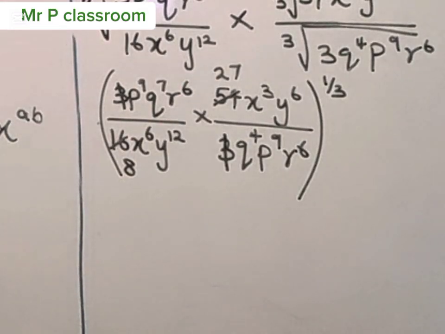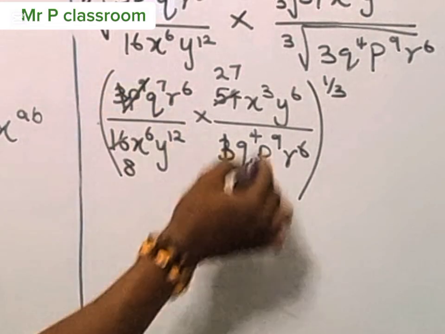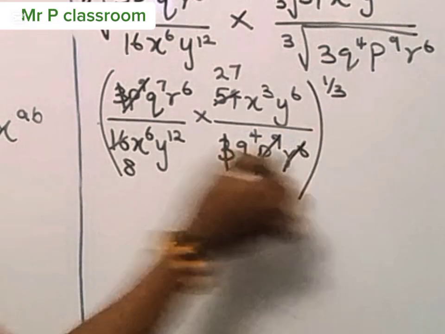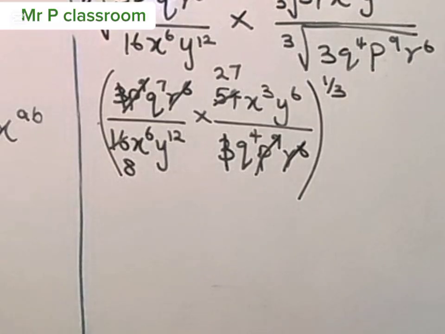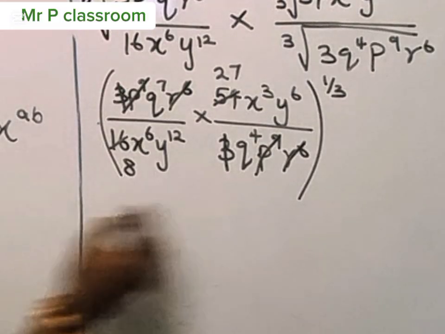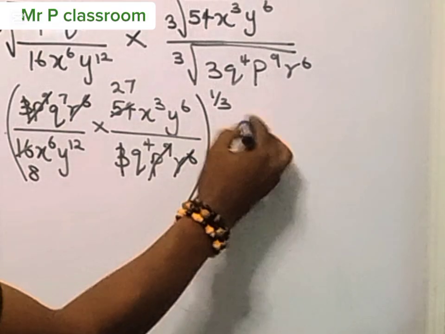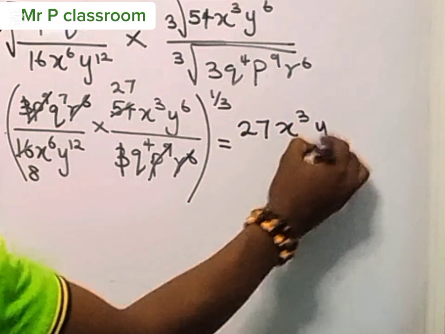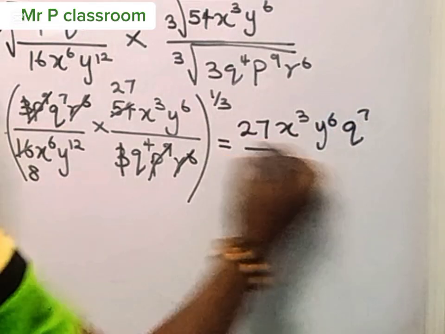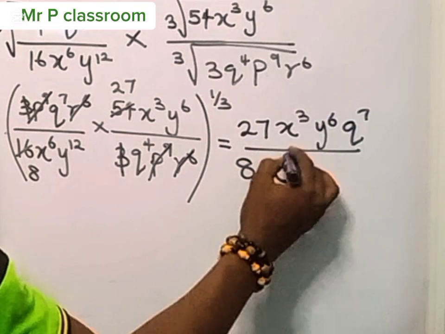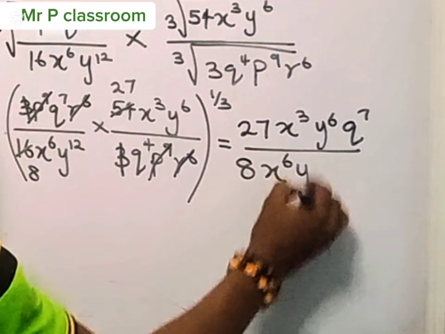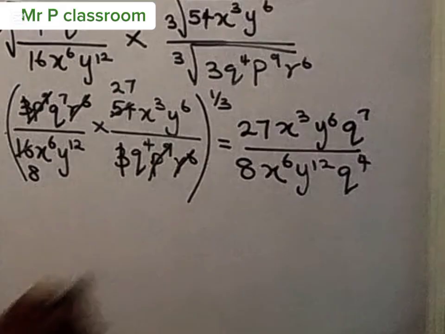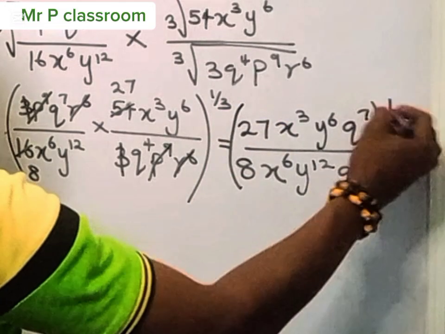Now this is what I would do. P raised to the power of 9 can cancel P raised to the power of 9. R raised to the power of 6 can cancel R raised to the power of 6. So I'm left with 27 up, R3, Y6 and Q7 up, and I'm left with 8x6, Y12 and Q4. This is what I'm left with, all raised to the power of 1 over 3.